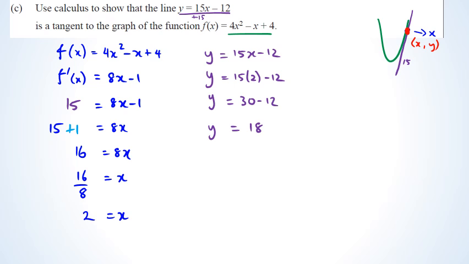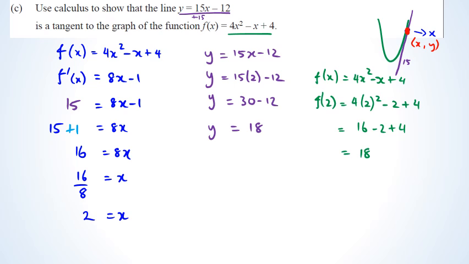The next thing is I want to repeat the process, but this time for the parabola. So for the parabola, I've got 4x squared minus x plus 4, which means I'm substituting 2 because I'm trying to figure out what f of 2 is. So that's going to be 4 times 2 squared minus 2 plus 4. I've got 4 times 4 is 16 minus 2 plus 4. This is equal to 18.